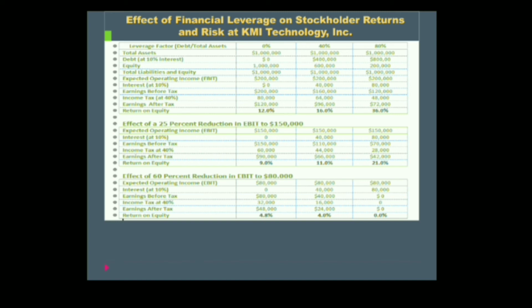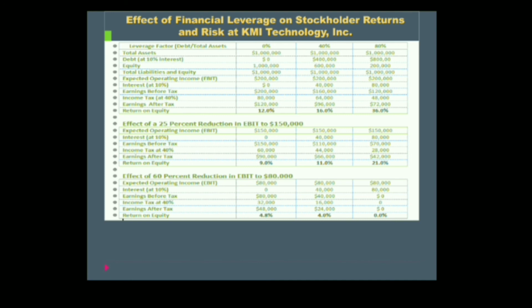For example, if EBIT declines by 25% to $150,000, the return on equity for the all-equity capital structure also declines by 25% to 9.0%. In contrast, at a 40% debt ratio, the return on equity declines by 31.25% to 11%. At an 80% debt ratio, the return on equity declines by 41.67% to 21%. The effects of a 60% reduction in EBIT to $80,000 are even more dramatic.